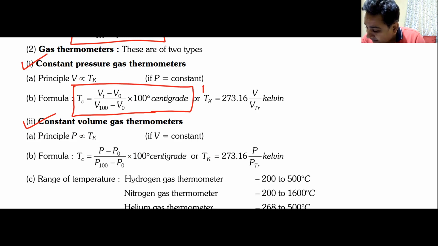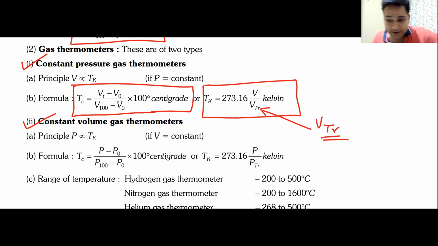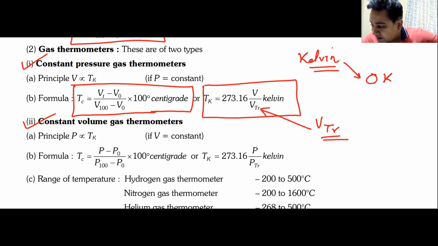If it was the Kelvin scale, now on the Kelvin scale, it looks like this. Do you know what this VTR is? The fixed points for the Kelvin scale. The Kelvin scale does not have two fixed points. One of the points of the Kelvin scale is the absolute zero of temperature, 0 Kelvin. Do we know this? Yes, sir. Okay. The other fixed point: I cannot take the melting point, and I cannot take the boiling point, because they depend on pressure.